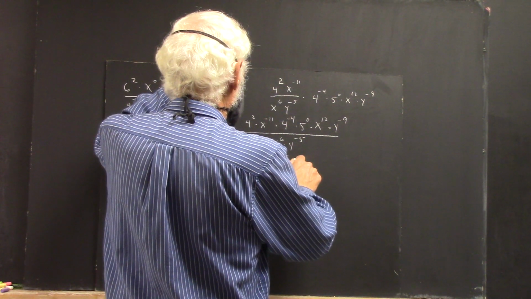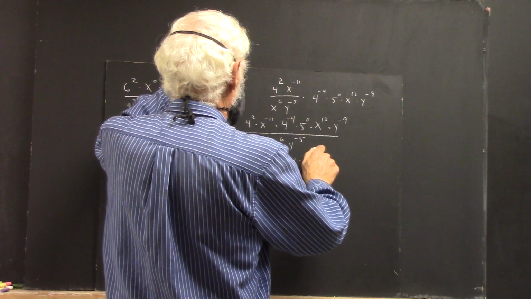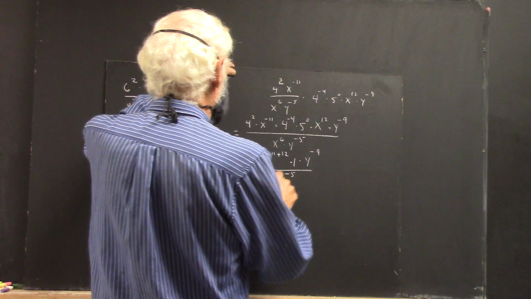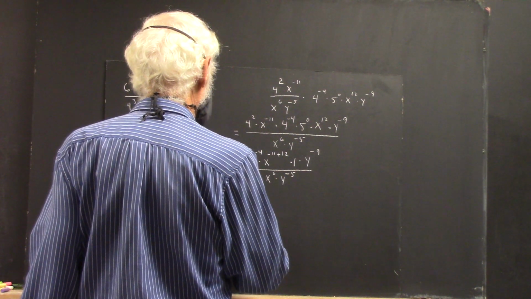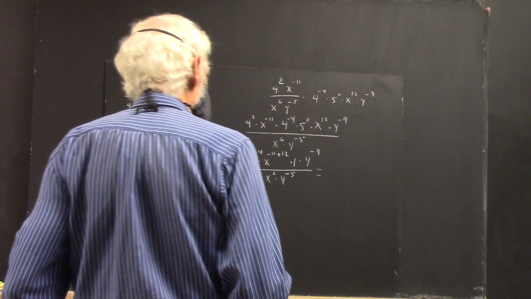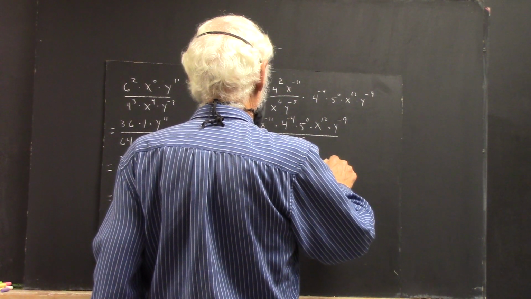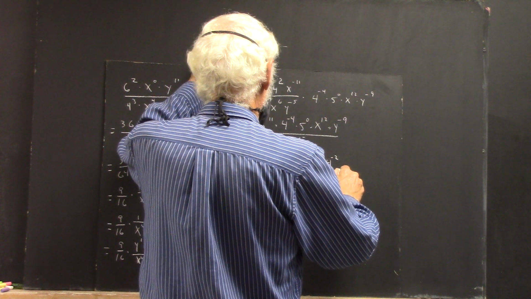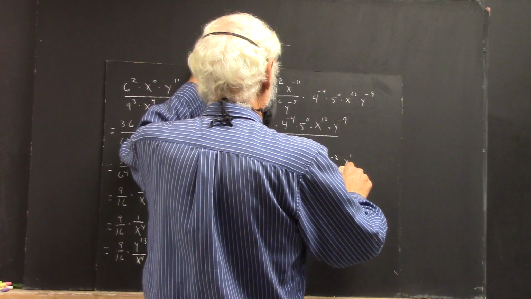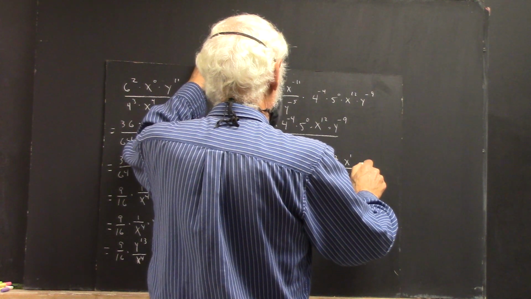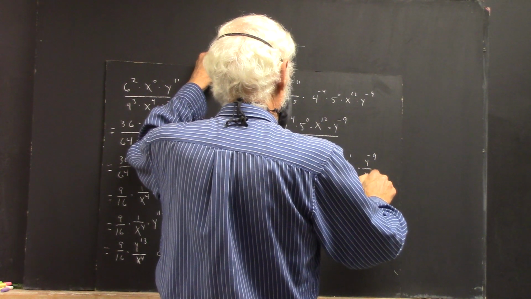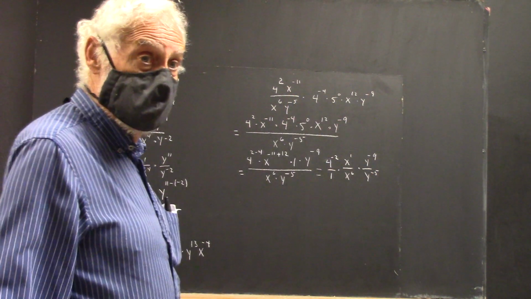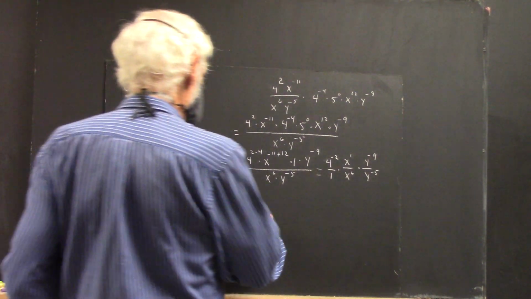5 to the 0 is 1. I'll write out the 1 just to be complete. And y to the negative 9th divided by x to the 6th, y to the negative 5th. So that is, all right, each one of these is a fraction. 4 to the negative 2 over 1 times x to the 1 over x to the 6th times y to the negative 9 over y to the negative 5th. And I'm not going to bother writing down the 1 because it's a factor of the multiplication, so it's not going to change anything. Okay.